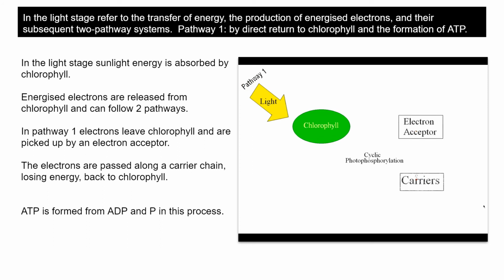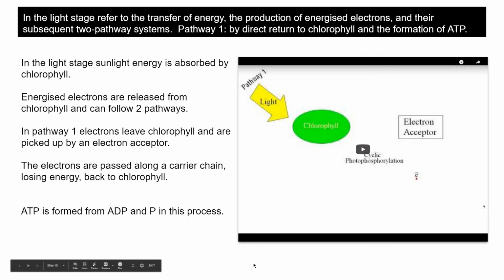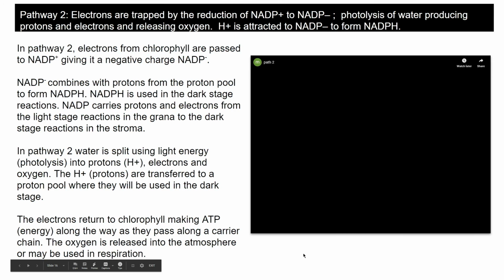The electrons are passed on to various carrier systems. As they pass through the carrier system, ADP and P are combined to make ATP. Eventually, the electron is low in energy and will return back to chlorophyll. And that cycle will keep continuing. Okay, so that's pathway 1. The same electron is traveling through a carrier system, losing energy, ATP is being formed, and then it returns back to chlorophyll.